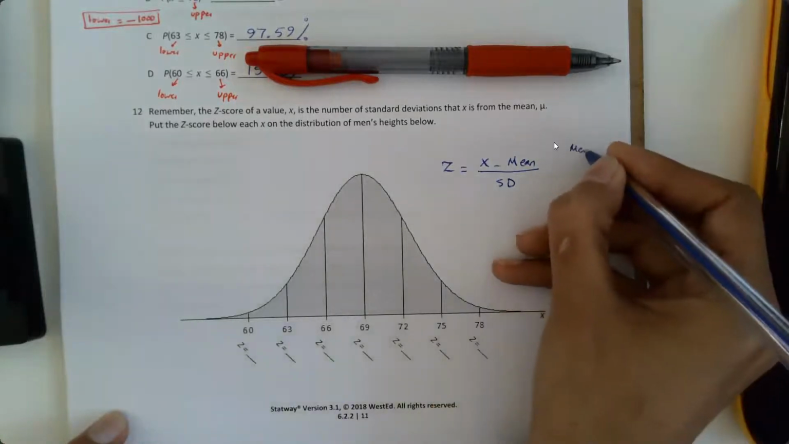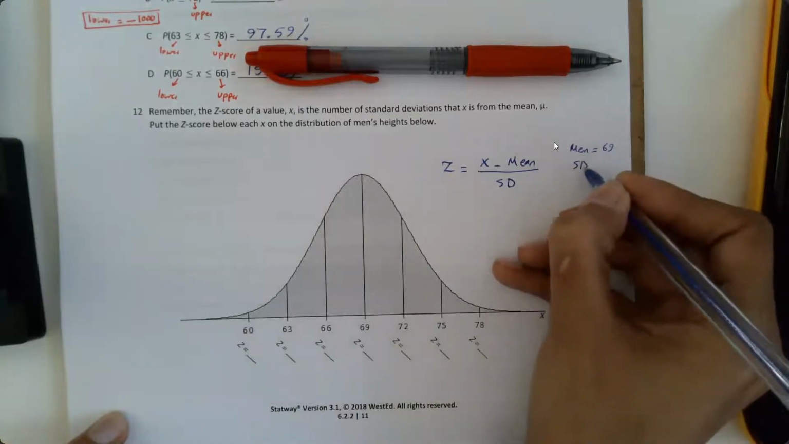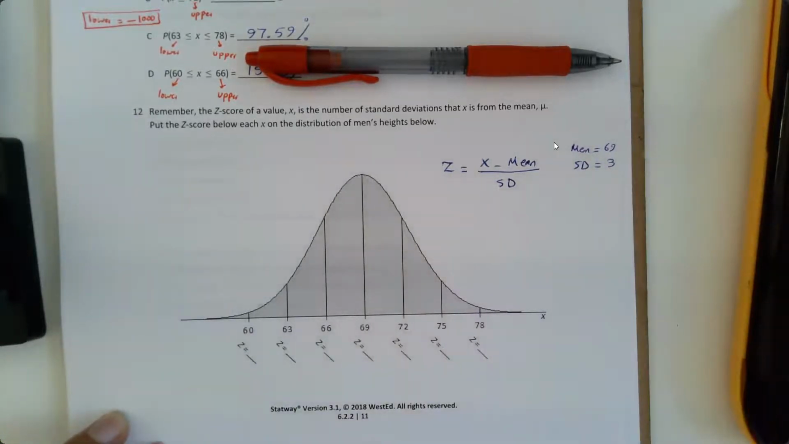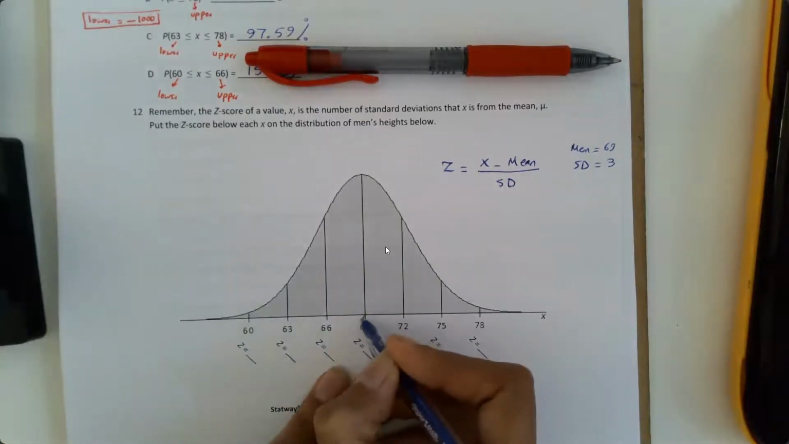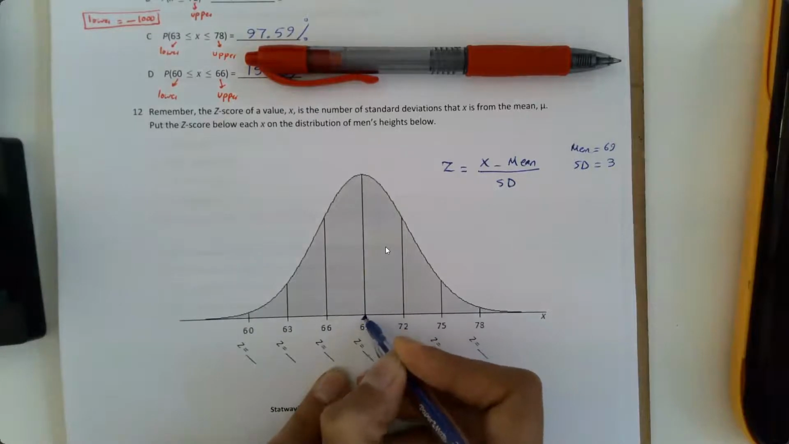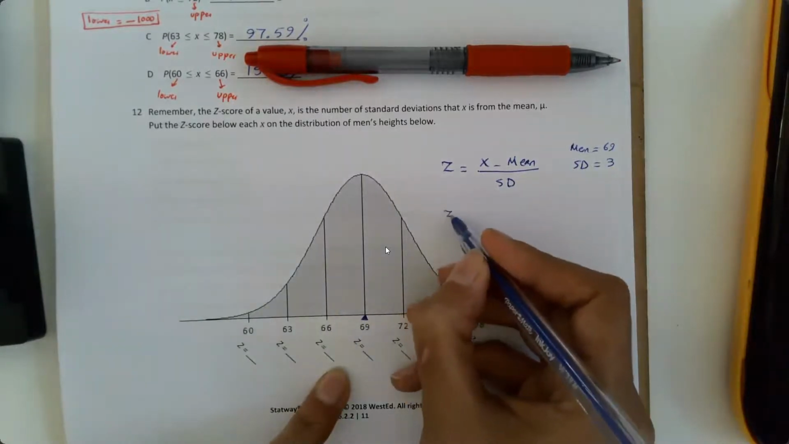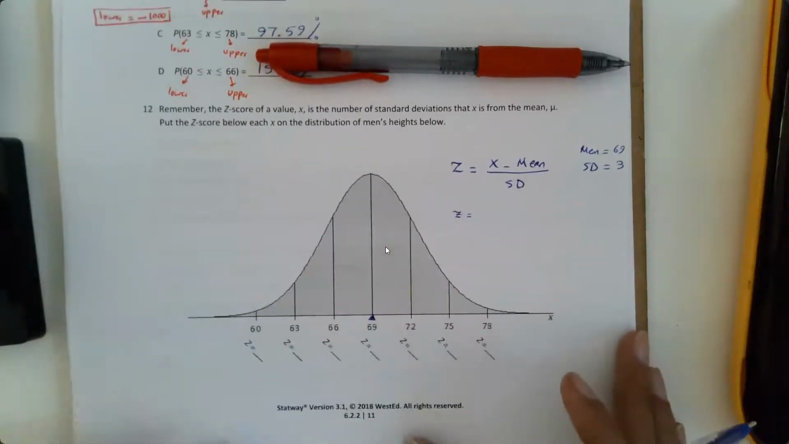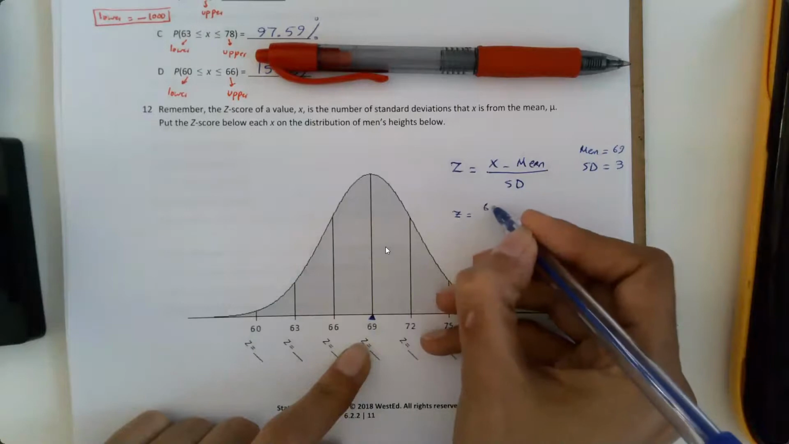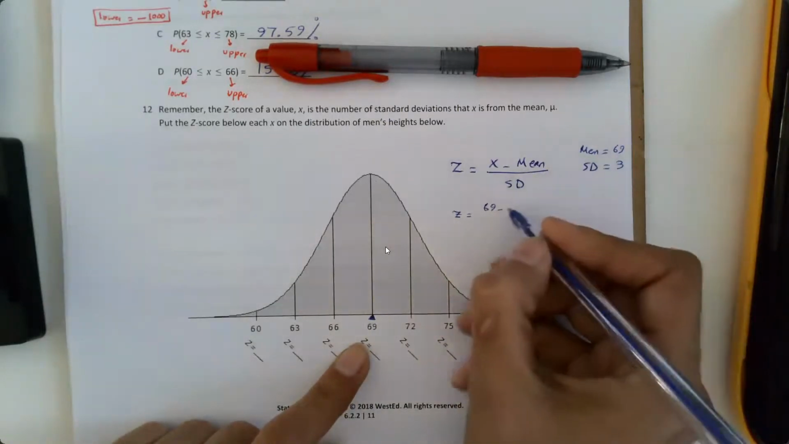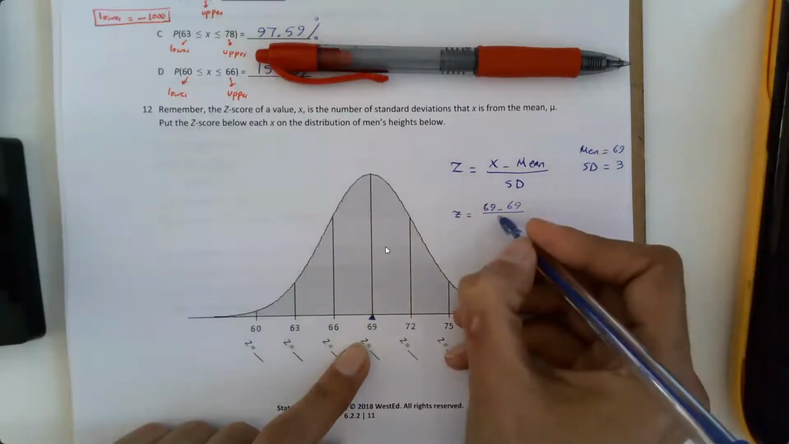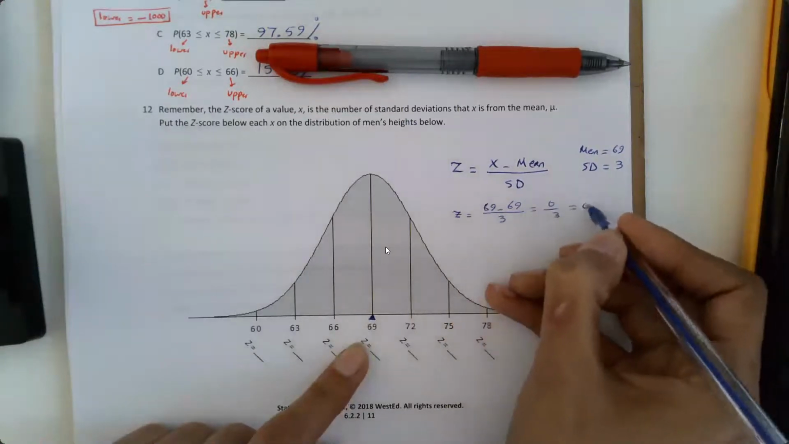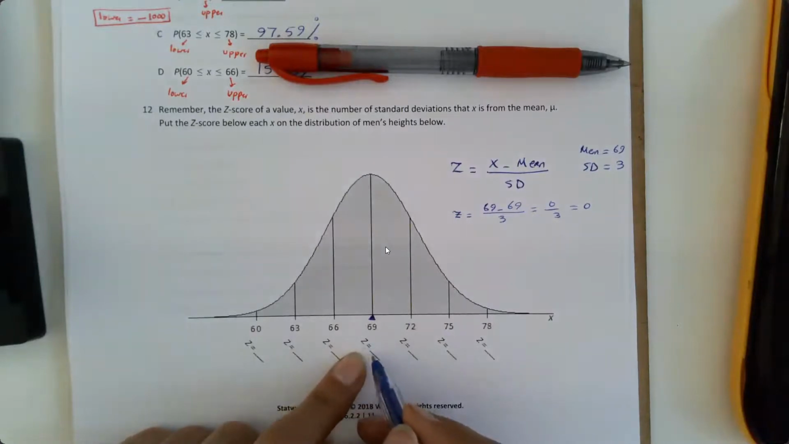What is the mean? We know the mean is 69. What is the standard deviation? Standard deviation is also given to us as 3. Okay, very well. We can calculate the very first z, which is located at the mean. So z is equal to, what is our x? Our x is equal to 69. So 69 minus the mean, but the mean is also 69, divided by standard deviation 3, which is 0 divided by 3, or 0. So our very first z-score, located at the mean, is going to be 0.